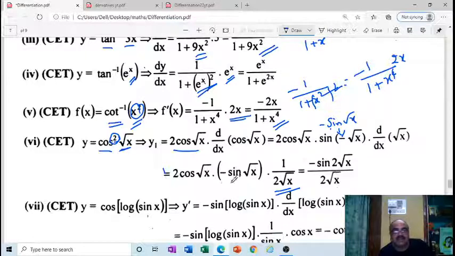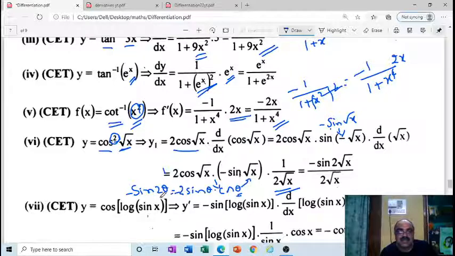Now please give a thought here. The formula looks like 2 sine theta cos theta. What is this? Sine 2 theta. And there is one minus also here, so this becomes minus sine 2 theta, where theta is root x. So minus sine 2 into root x.